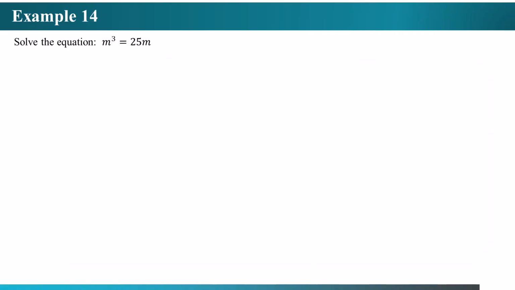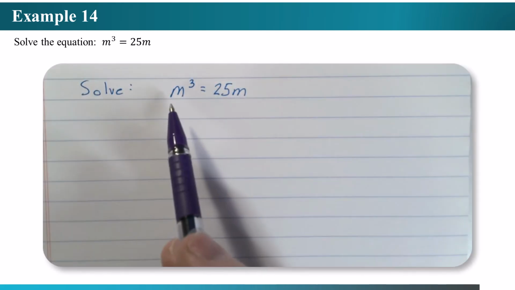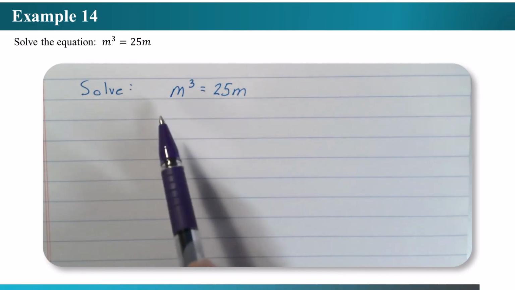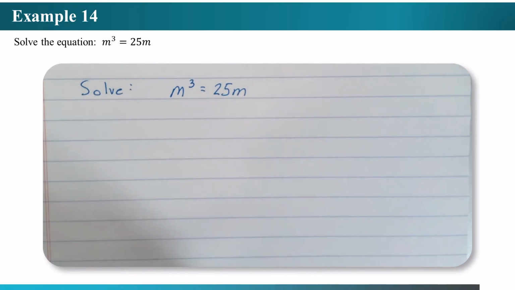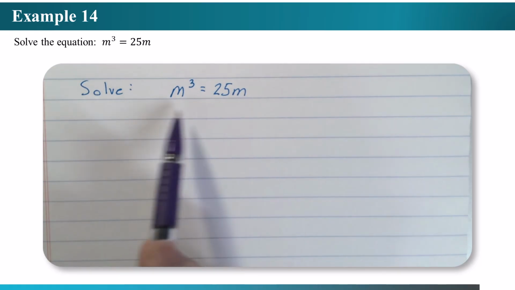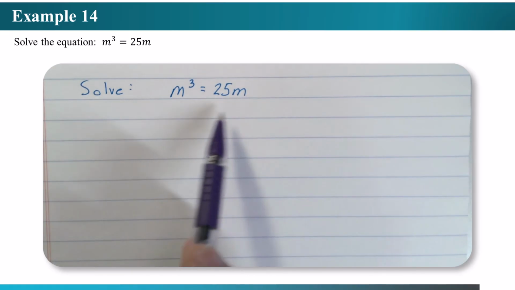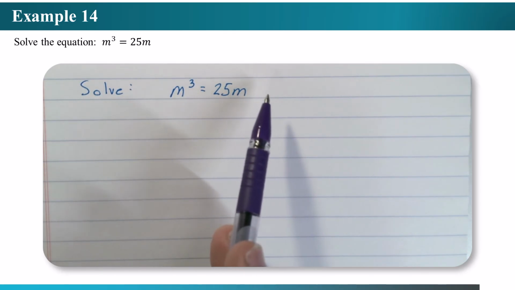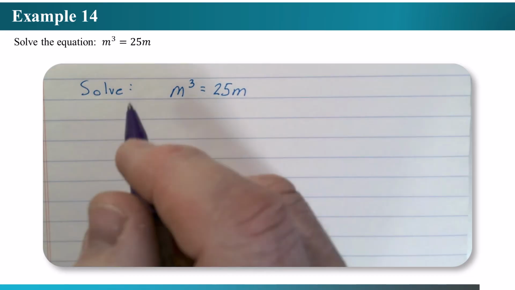In the last example, we want to solve the equation m cubed equals 25m. One thing that we note here is that, well, there's an m on both sides. So why don't we just start by dividing both sides by m? Well, that would be okay if we knew for certain that m was not equal to 0. But we don't know that here. And so we have to take a different approach. How about we just take everything and bring it over to the left-hand side?